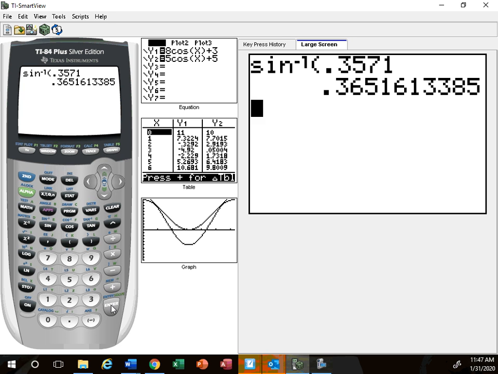All right, you're going to round to 3 decimal places for me, so that's going to be 0.365. And you are done with number 1.